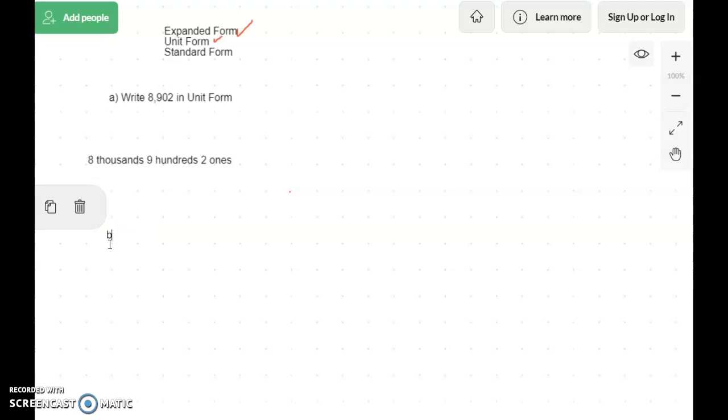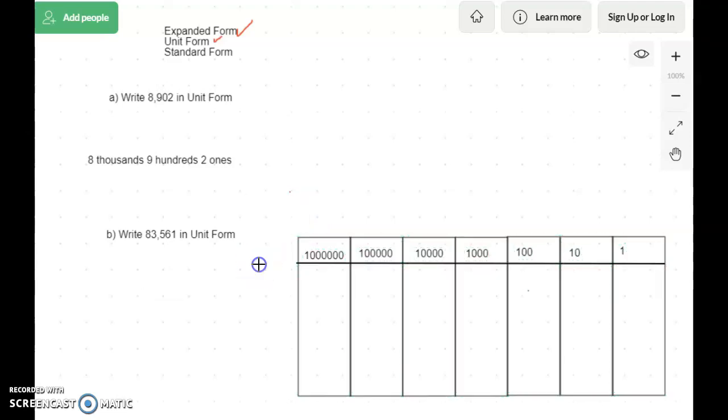And let's move down to problem B here. We want to write 83,561 in unit form. So I look. If it helps me, I can use my place value chart. I can just plug my numbers in. 83,561. That can help me look.